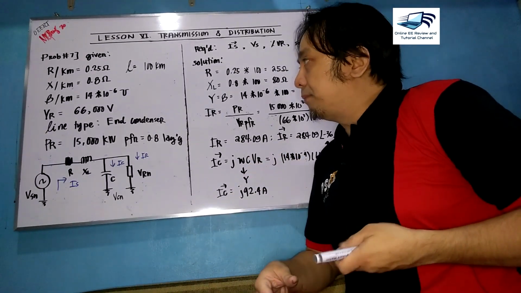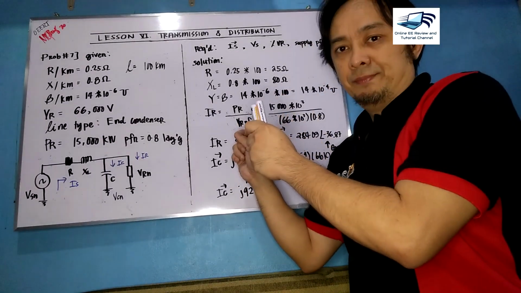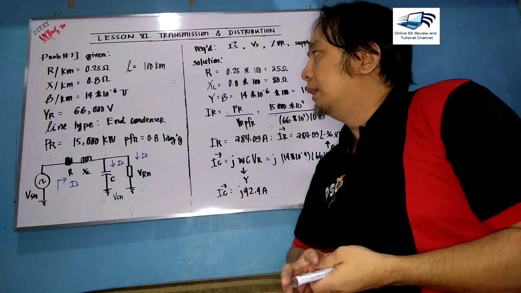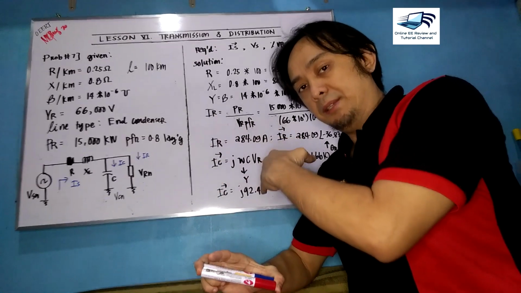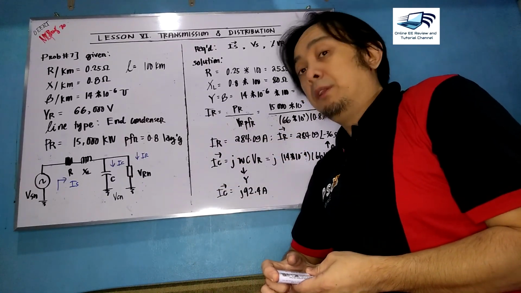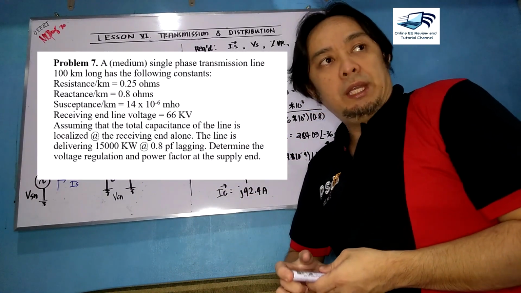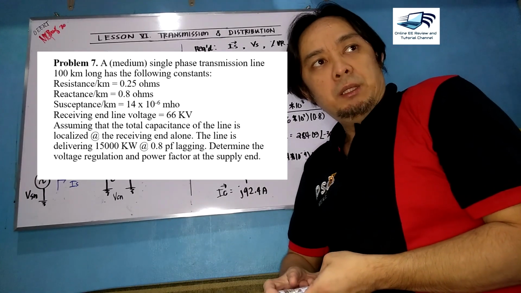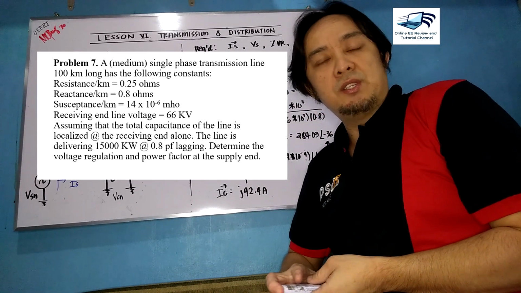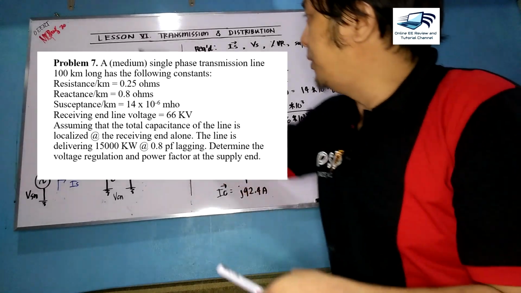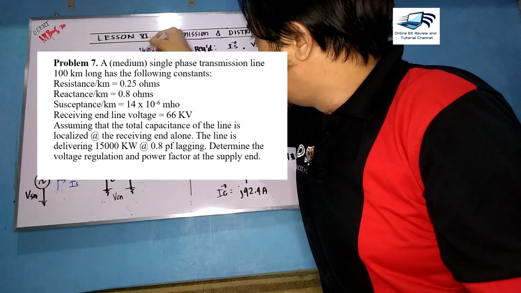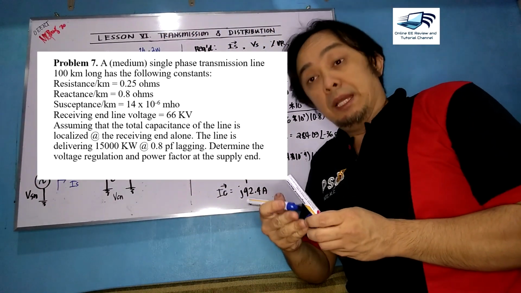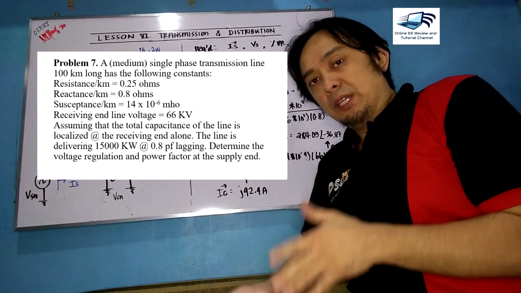Now from that, we can now read the problem here on number 7, which is an interesting problem in terms of medium lines, which is the end condenser method. Okay, let us read the problem. A medium single phase transmission line. So please take note before we go to the problem solving here. It is a single phase 2-wire line. Take note of that. And it has the following constants.